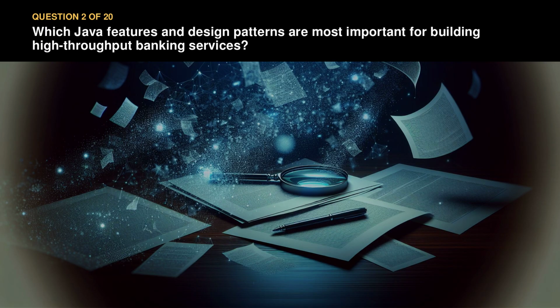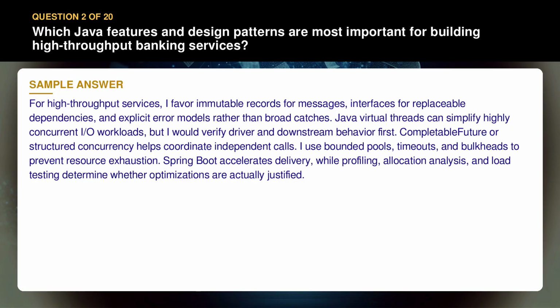Question 2. Which Java features and design patterns are most important for building high-throughput banking services? For high-throughput services, I favor immutable records for messages, interfaces for replaceable dependencies, and explicit error models rather than broad catches. Java virtual threads can simplify highly concurrent I/O workloads, but I would verify driver and downstream behavior first. Completable future or structured concurrency helps coordinate independent calls.